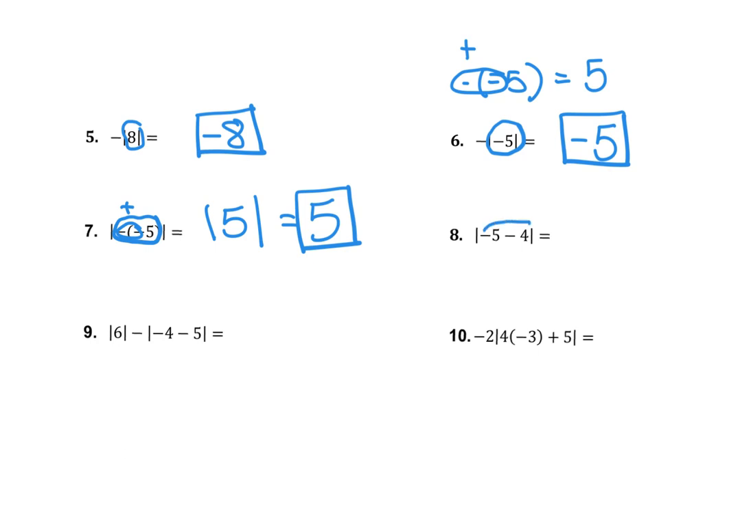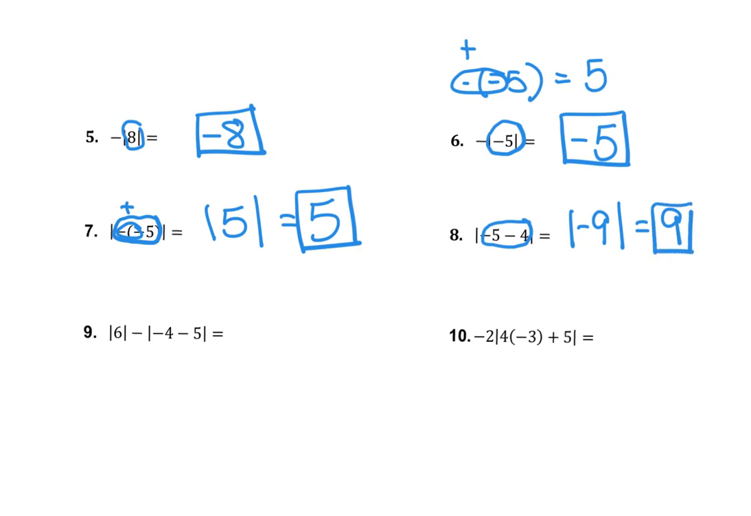So for question number 8, again, we have to simplify inside of our absolute value symbol. We need to take -5 minus 4 first, and -5 minus 4 is equal to -9. So now I need to evaluate the absolute value of negative 9, and that's going to give me positive 9.